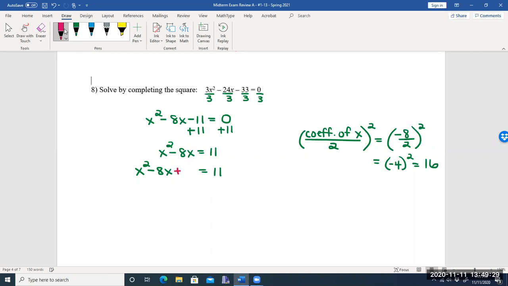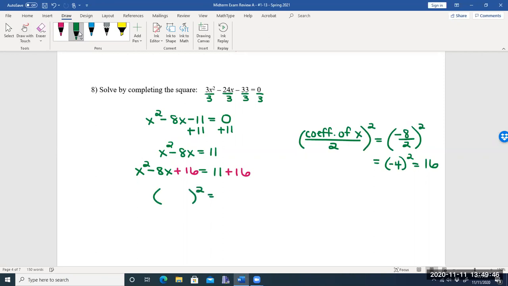So I'm going to add 16 to both sides. Make sure you add to both sides. Otherwise, the math police are going to come after you. I'm just kidding. No, we've got to make sure we add to keep the balance there.